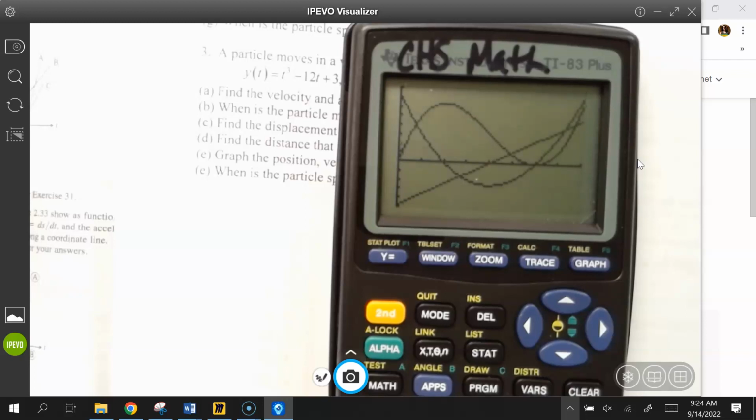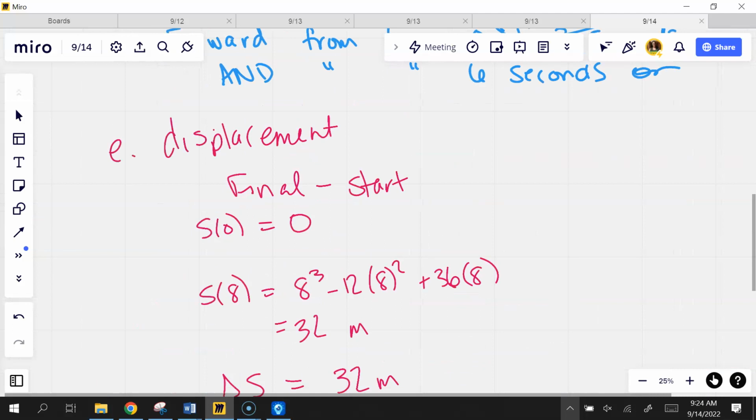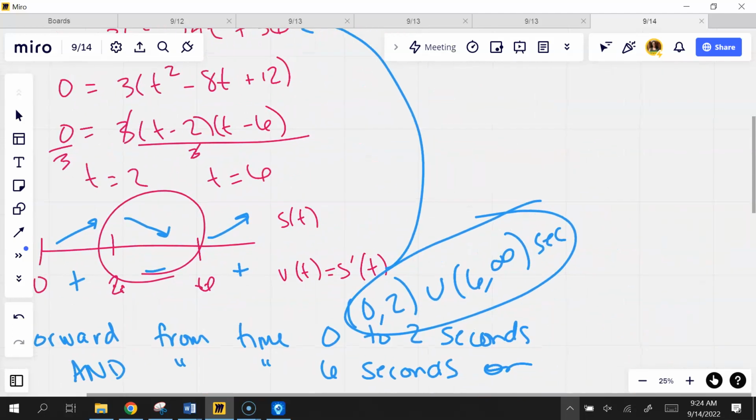So now the question is, when is the particle speeding up? When is it slowing down? So I could use a couple different things. I could look back at my original sign chart here, and then I only really have to look at the acceleration on my graph, because I want to know when the signs are the same, right? This is a little bit easier for me to see, so I'm going to do it. I'll do it both ways. So I'll do it first.